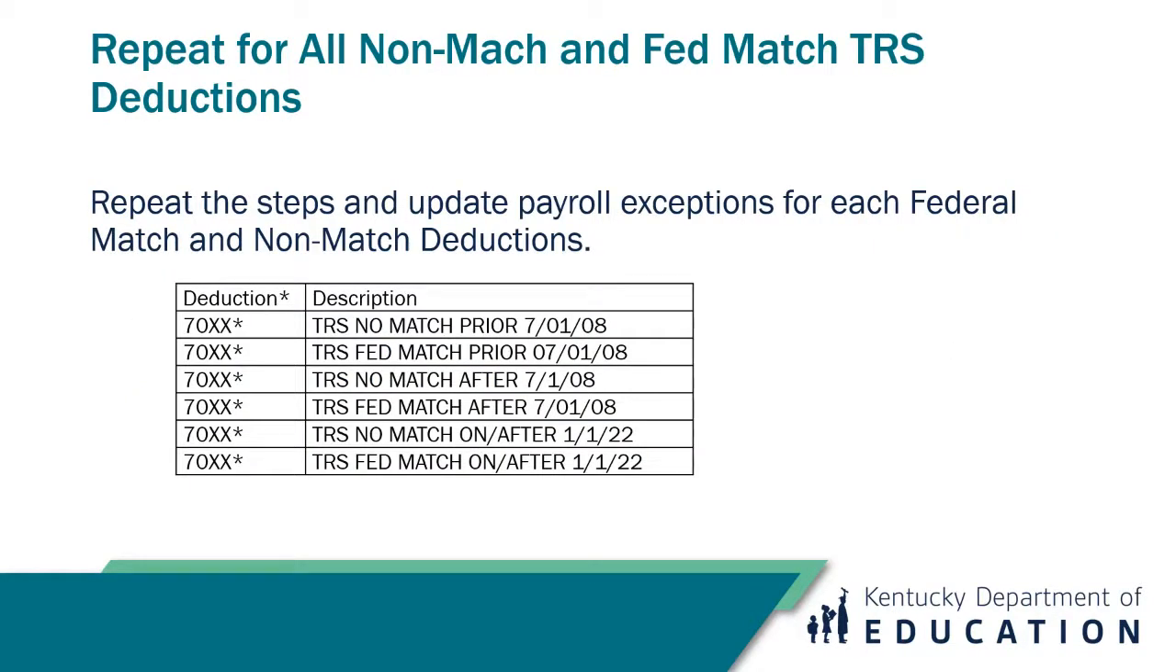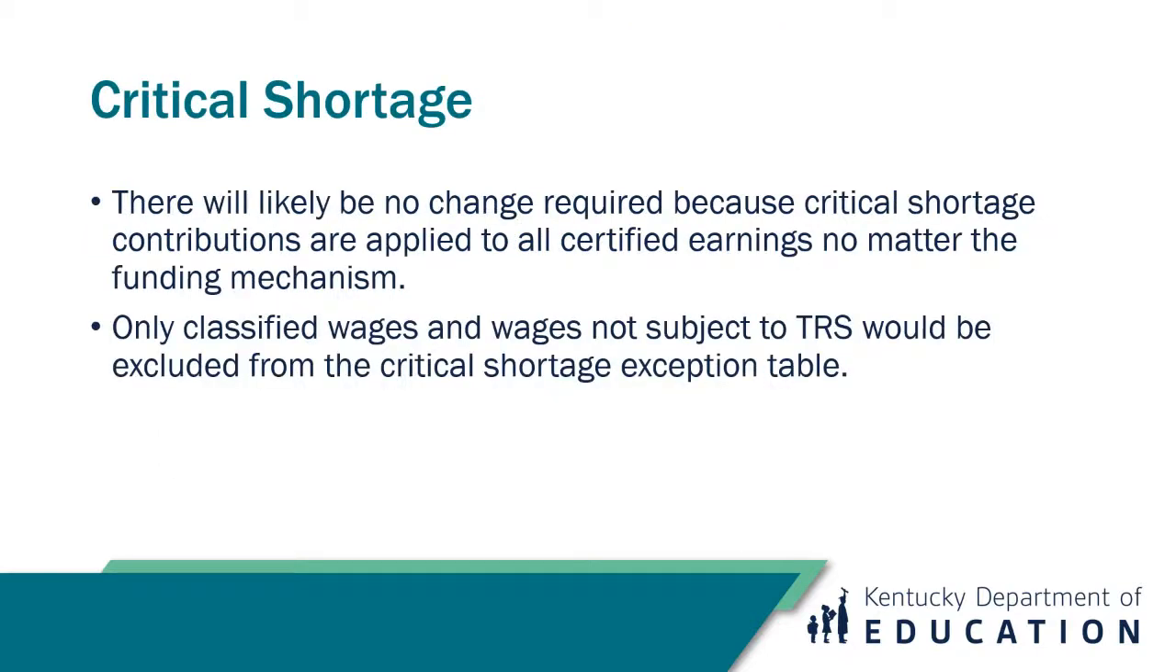And once you're done, you would need to repeat this for all the other TRS deductions that you have for the different tiers of employees. Critical shortage, I can't say I run into a lot of those with districts I've helped, but there likely be no change required, because critical shortage contributions are applied to all certified earnings, no matter the funding mechanism. So that deduction code and exception table shouldn't have to be changed at all. That'll continue to work as is.